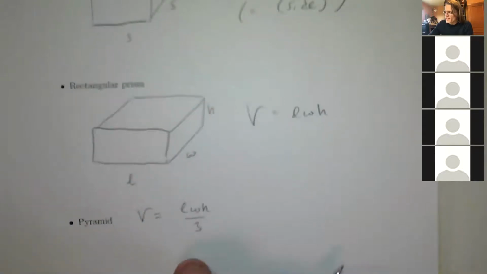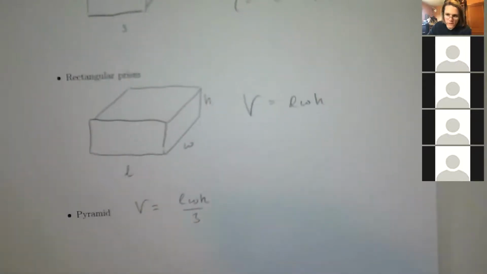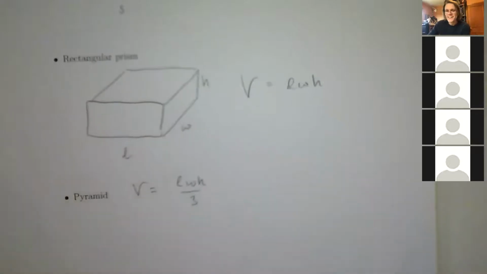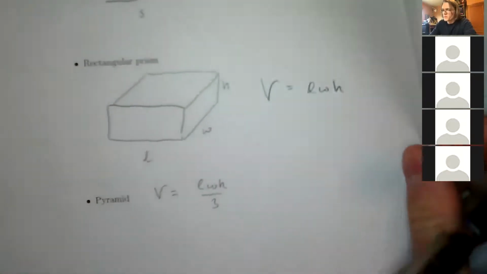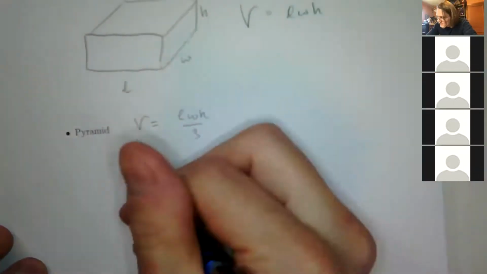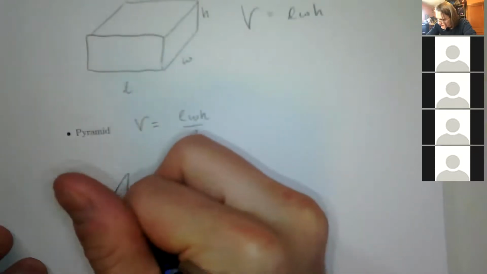For a pyramid, and honestly, I don't think I've ever computed the volume of a pyramid before. So it's kind of interesting. I wrote it down here so I didn't forget it. It's not complicated, but it's odd. So for the pyramid, let's see. You have a face like that.